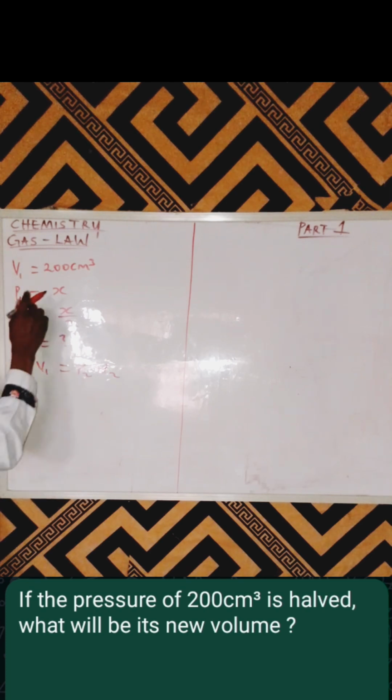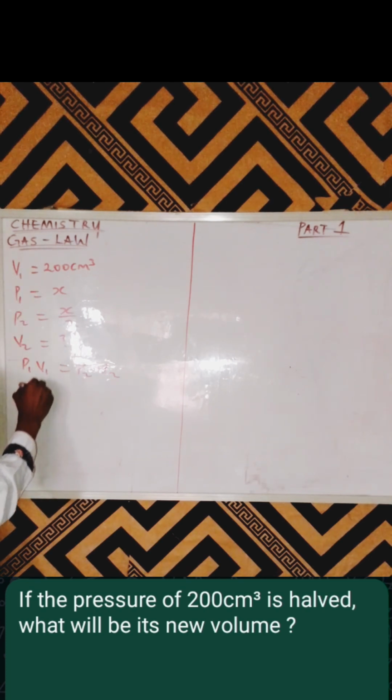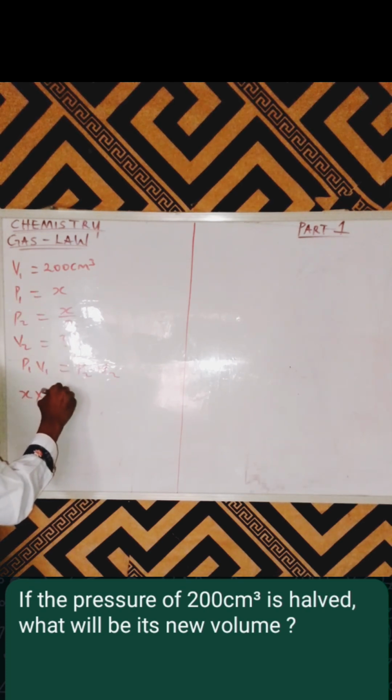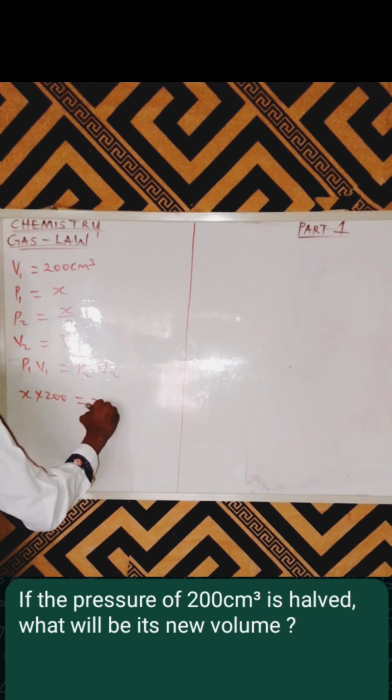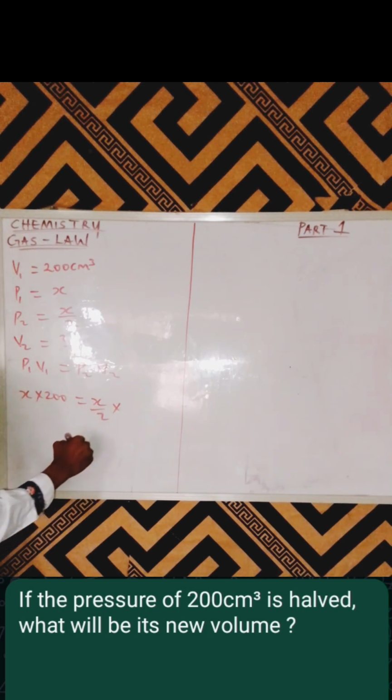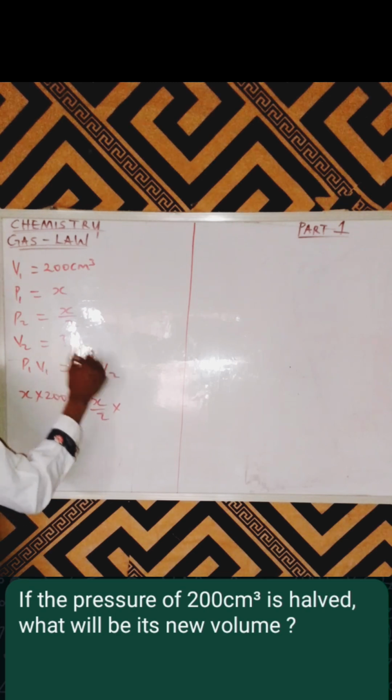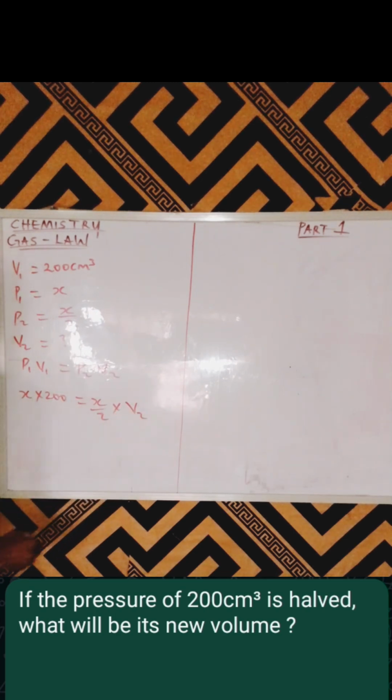So P1 is what? X times V1 is what? 200. Is equal to P2 is what? X over 2 times V2, which is what I'm looking for. Now, according to mathematics, X can cancel X. For you guys that don't know that X can cancel X, I'll continue solving it. I'll not cancel it here, so as not to confuse anybody. But you know that X can cancel X at this point.